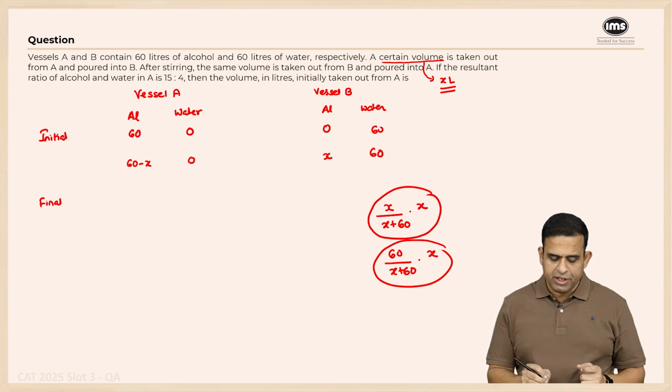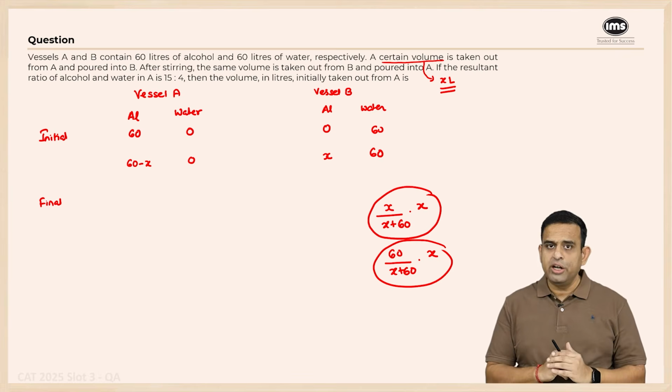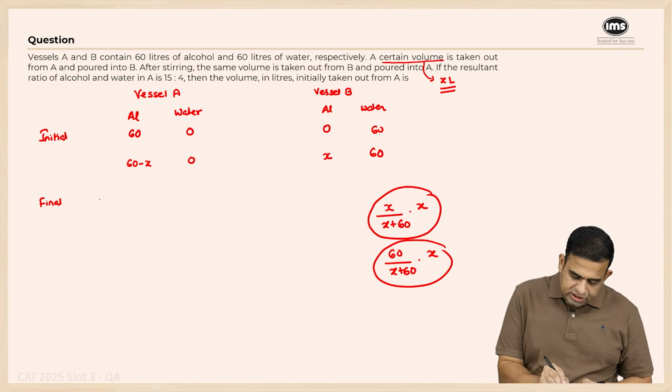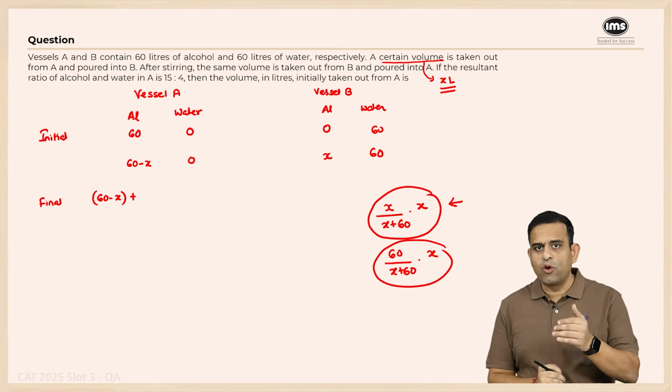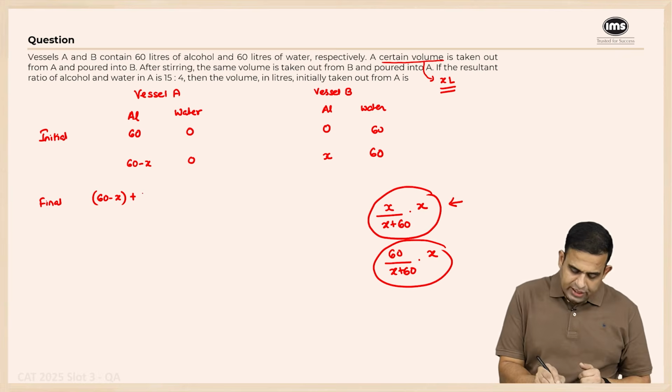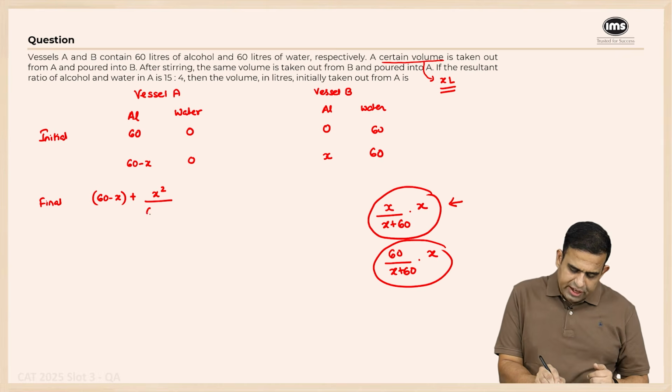So what is going to be the quantity of alcohol now? The answer would be 60 minus X plus the quantity of alcohol moved from vessel B to vessel A, and that will be X squared divided by (X plus 60), or I can say (60 plus X).